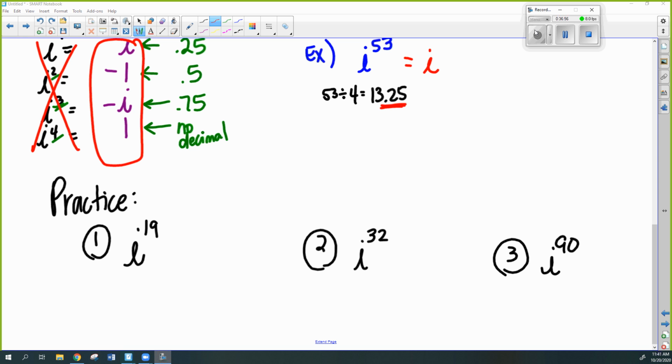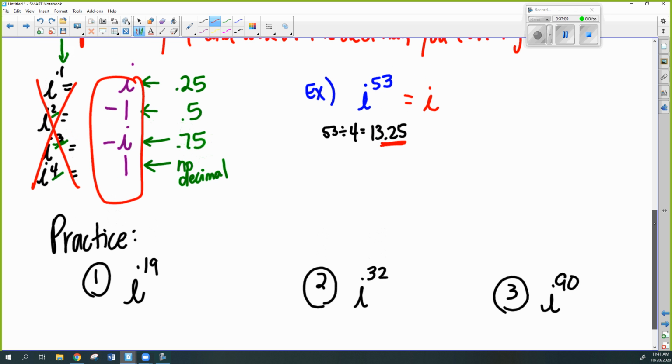All right, so hopefully when you did 19 divided by 4, again, I don't care what the whole number part is, I just care about the decimal. You should have gotten a 0.75. And so then I just look at my pattern up here, 0.75 matches up with -I. So that's my answer to number 1. Okay, good, Jemiah.